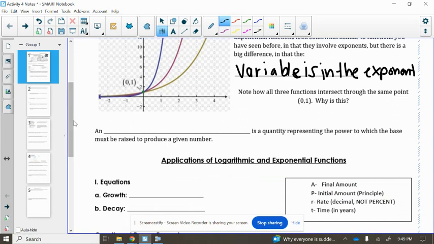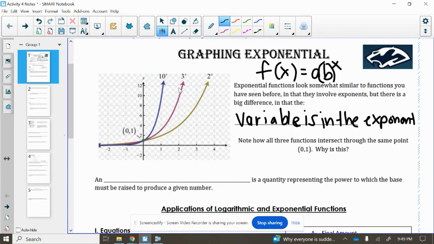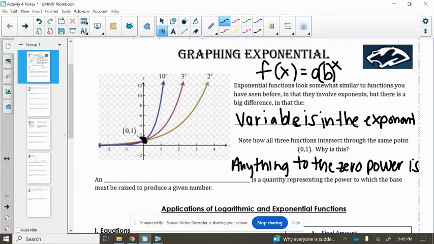Now notice all of these graphs, all of these exponentials, 10 to the x, 3 to the x, 2 to the x, they all have this same point at 0, 1. And why is that? Well, anything to the 0 power is 1. So that's why they're all going to share that same point, 0, 1, because anything to the x power of 0 will just make that value 1.